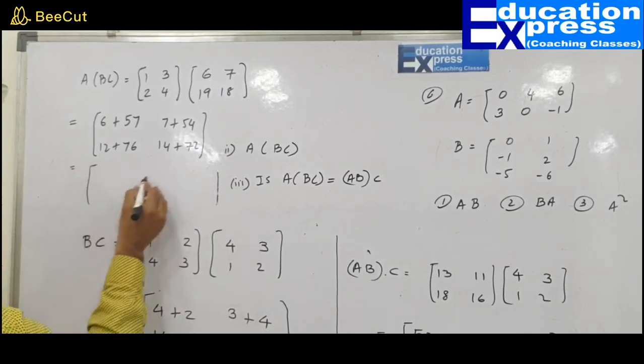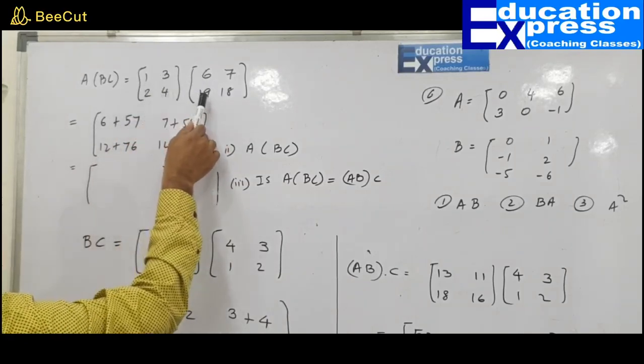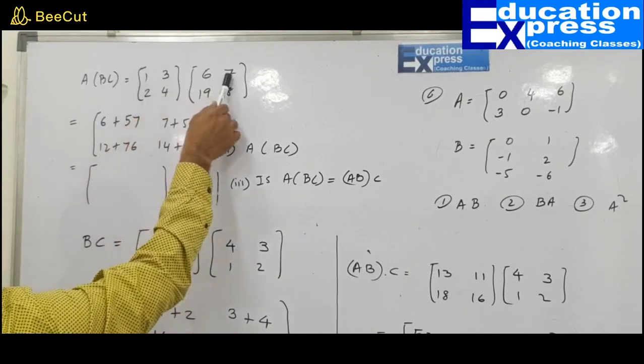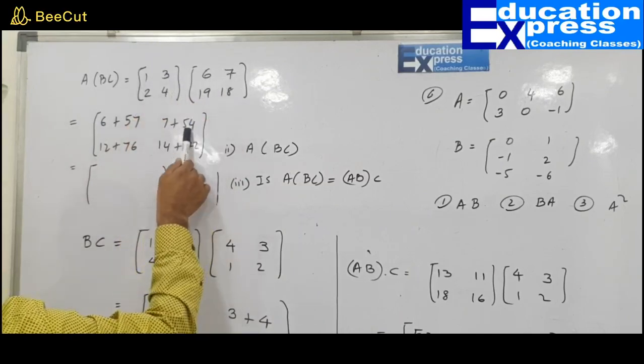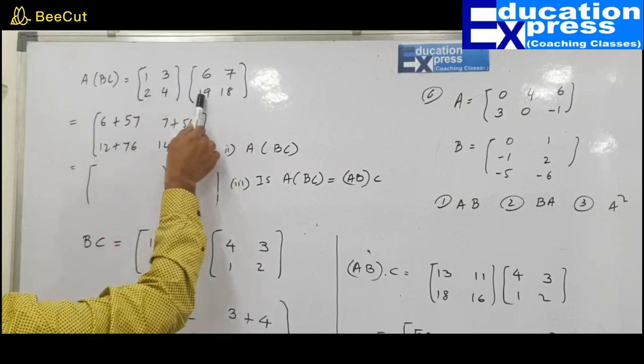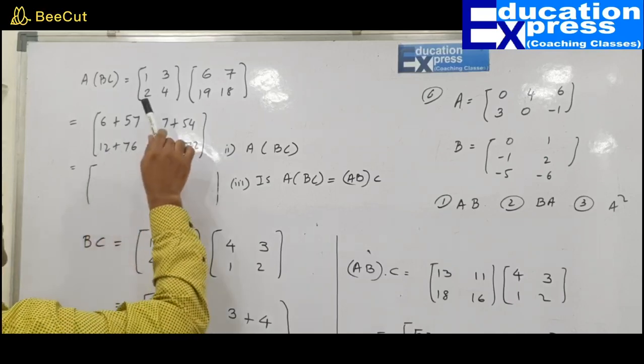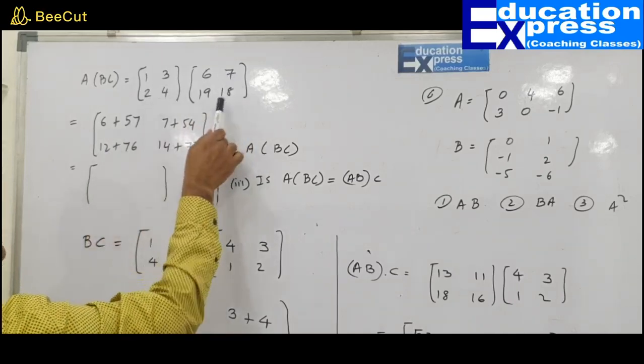What do you get? Let us verify our calculation. 1 into 6, 6. 19 3s are 57. 1 into 7, 7. 18 3s are 54. 2 into 6, 12. 19 4s are 76. 2 into 7, 14, 72.